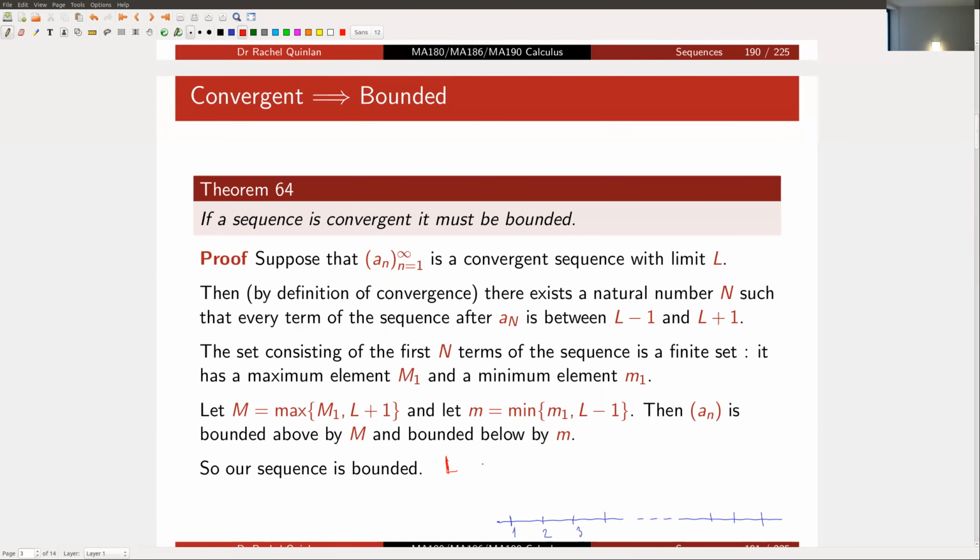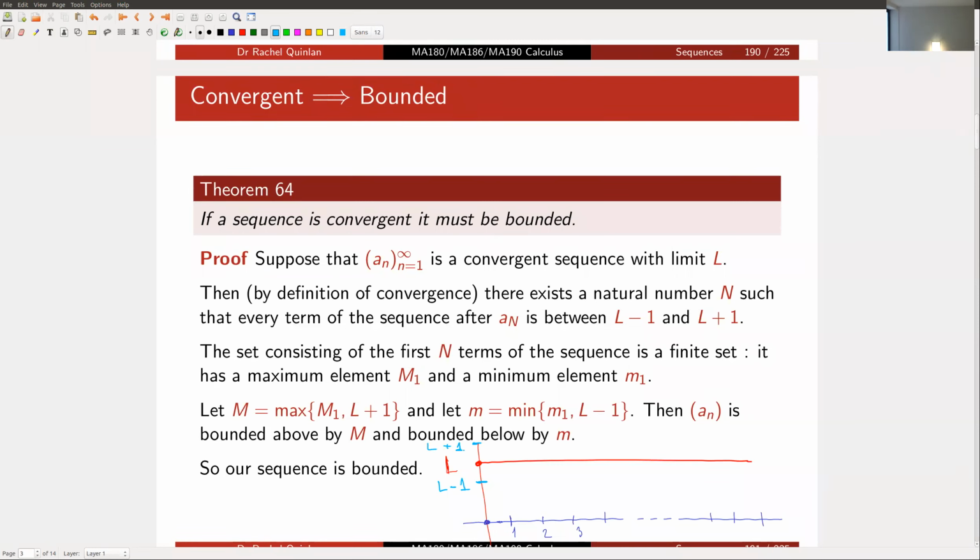Let's say that our y-axis is here. This is the point with coordinates 0, 0. And so we've got the horizontal line through L. And as we draw the points of our sequence, they eventually get clustered around L. So what we know, because the sequence is convergent, is that for any epsilon that we pick, no matter how small, all the terms of the sequence eventually fit into the sleeve of radius epsilon around L. So let's just take L minus 1 and L plus 1.